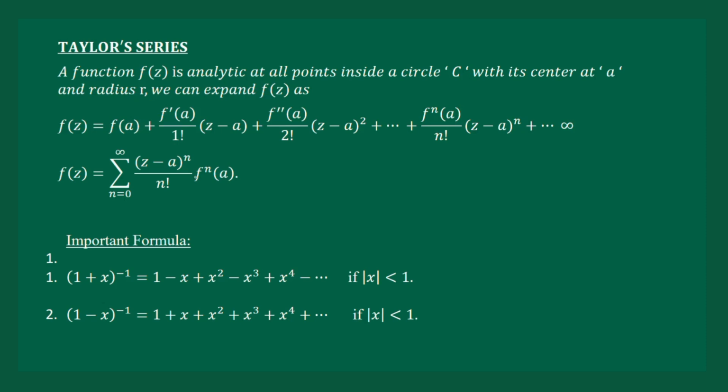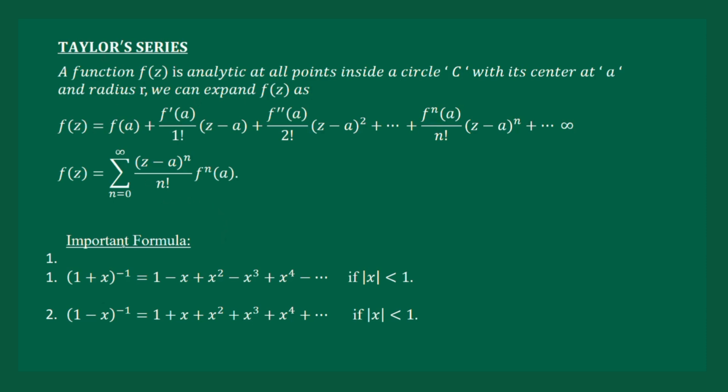If we want to write it in the shortest form also, we can use summation. So f of z is equal to summation n varies from 0 to infinity, z minus a whole power n by n factorial into f^n of a. That is this term. Okay, if we want to write it in the summation form, we can write it like this. And if we put n is equal to 0, we will get the first term. And if we put n is equal to 1, we will get the second term, and it goes on like this. So we can use this formula to expand an analytic function as a Taylor series.